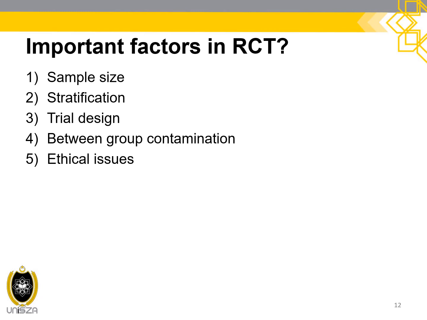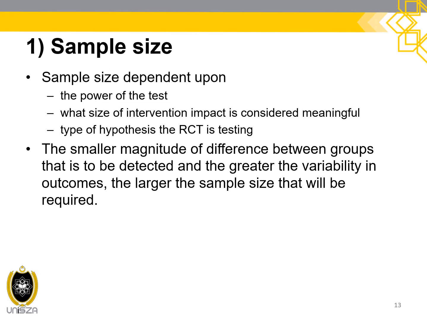Now, let's look at 5 important factors in RCT. These 5 important factors are sample size, stratification, trial design, between group contamination, and finally, ethical issues. Sample size depends upon the power of the test, what size of intervention impact is considered meaningful, and the type of hypothesis the RCT is testing. The smaller the magnitude of difference between groups that is to be detected and the greater the variability in the outcomes, the larger the sample size that will be required.